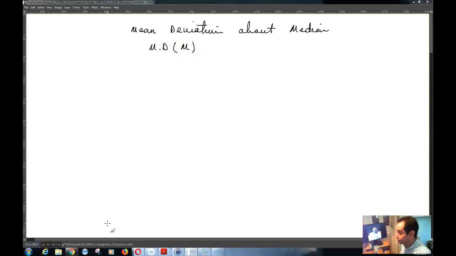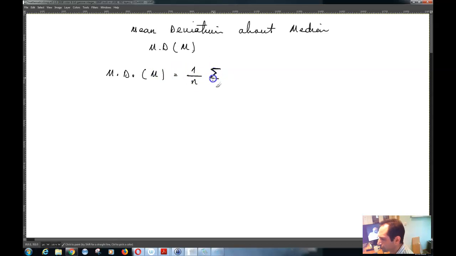So now, in order to calculate the mean deviation about the median, the formula that you can use is: the mean deviation about the median is equal to 1 divided by n times sigma of the absolute value of x sub i minus the median, as i goes from 1 to n.